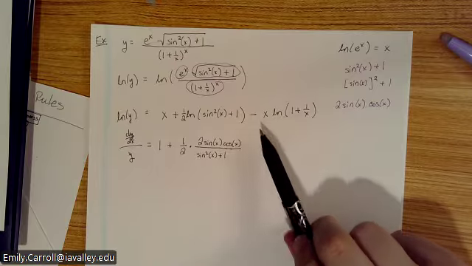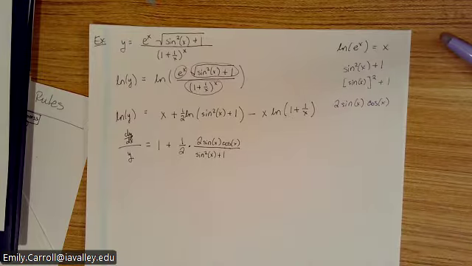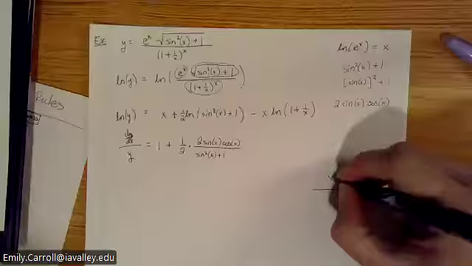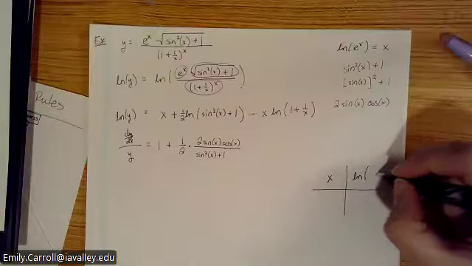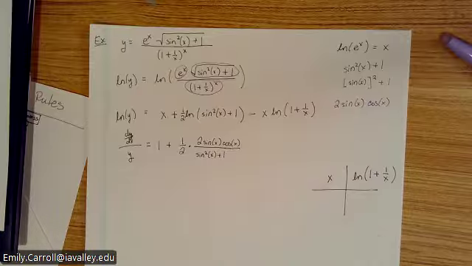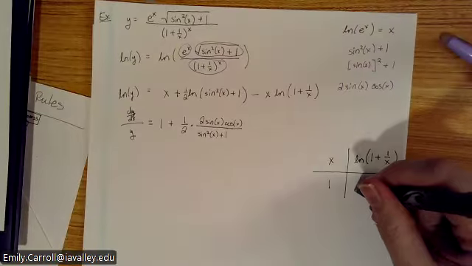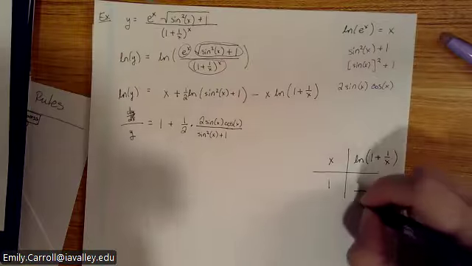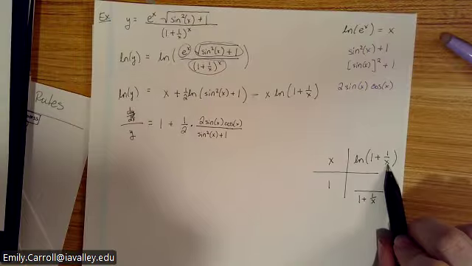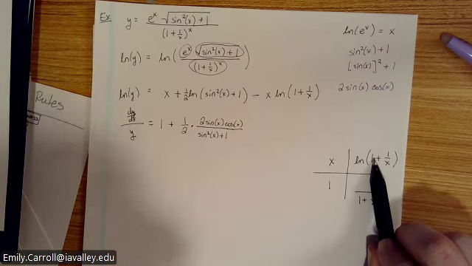All right, last one. This one is going to call for a product rule. So using x and then ln of 1 plus 1 over x. So this guy's easy. The derivative of x is 1. Derivative of this guy, okay, we're going to take the inside, copy it on the bottom. Derivative of the inside on top. Okay, derivative of 1 is 0.